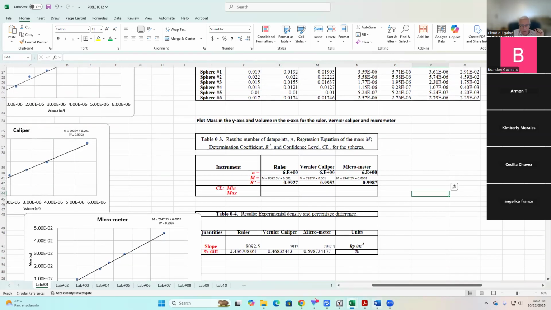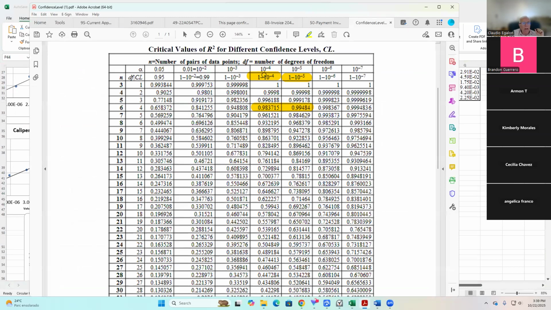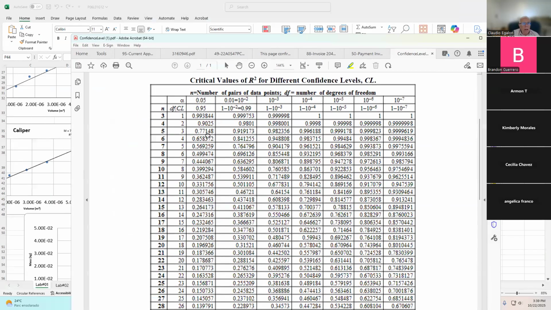You have to use this table, right? Here you go. Let's do that together. We're going to do that only one. 6 data points. Okay, so you have to look at this row. N equal to 6 data points. And now you have to look for 0.9927. 0.9927 is coming up so frequently.